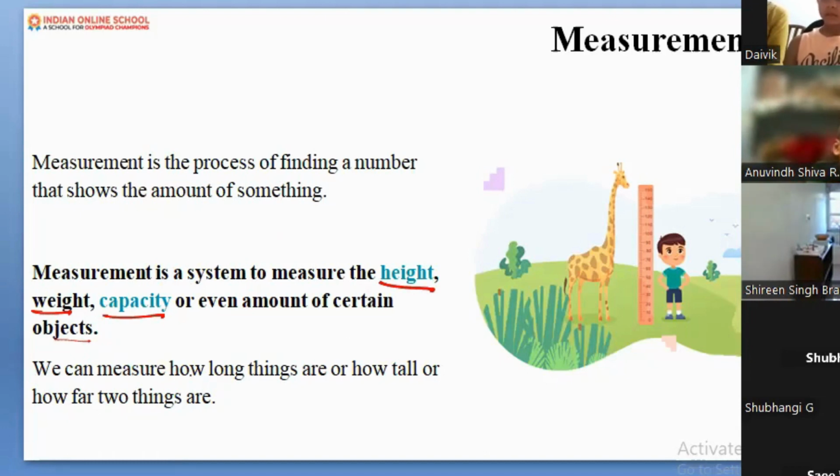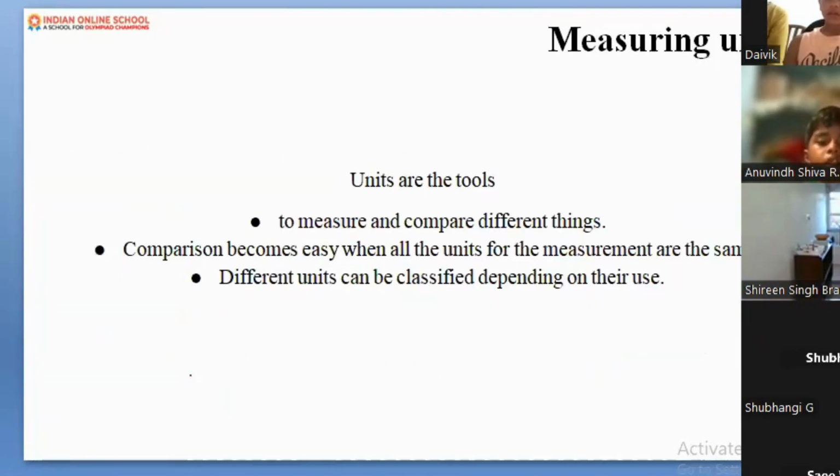Now, how can we measure something? For measuring things, we need some measuring units. Now, what are those measuring units? Units are the tools to measure and compare different things. If we need to compare different things, if we need to measure different things, we are using measuring units, okay? When we are using units, comparison automatically becomes easy.